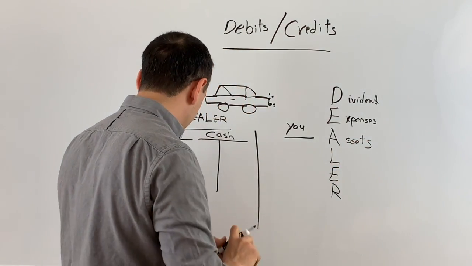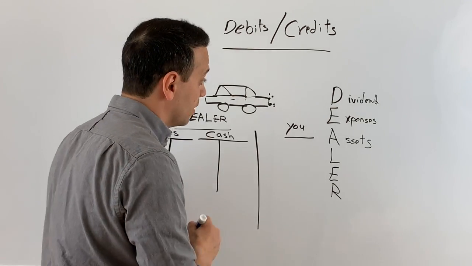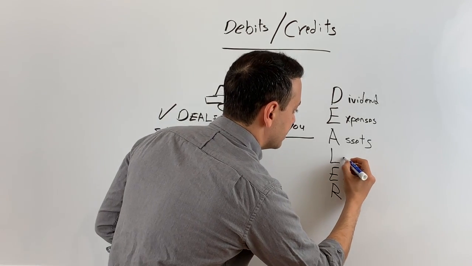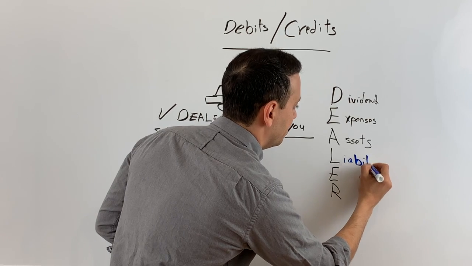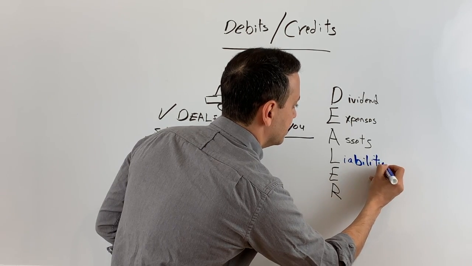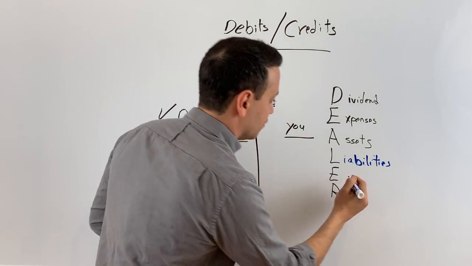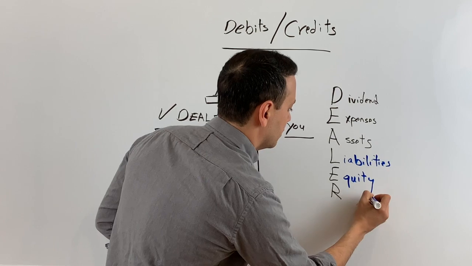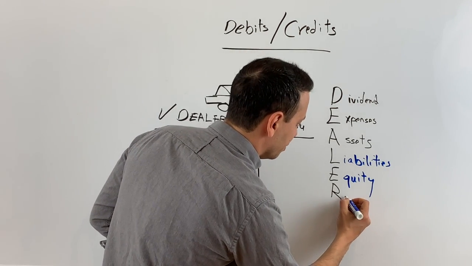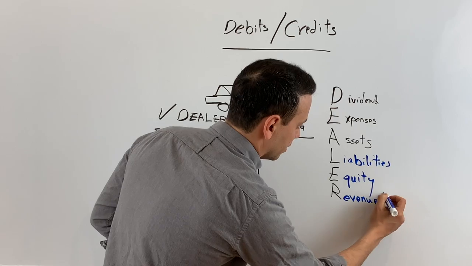The L, and maybe I'll change colors here, stands for liabilities. I think I may have misspelled that. E is for equity. R is for revenue or sales.